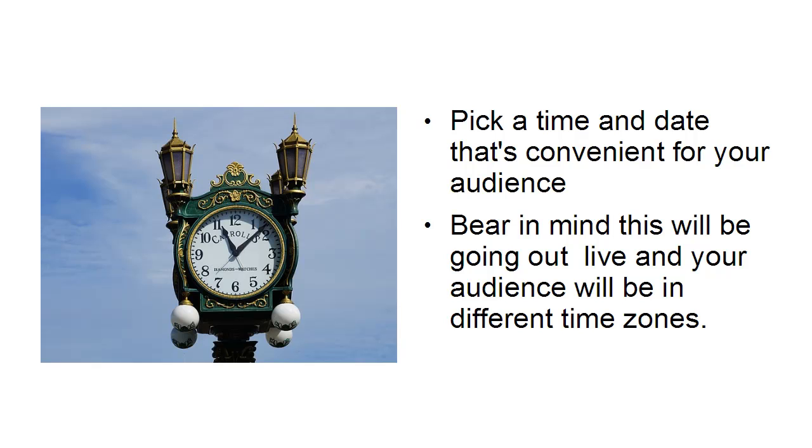So, for example, if you're in the continental US, you've only got 4 time zones to worry about. If you're in the UK, you've only got 1 time zone to worry about. Whereas if you're going for a global audience, then you've got 24 different time zones to worry about. So you do need to make sure that you are going out at a time that your audience can tune in and watch.